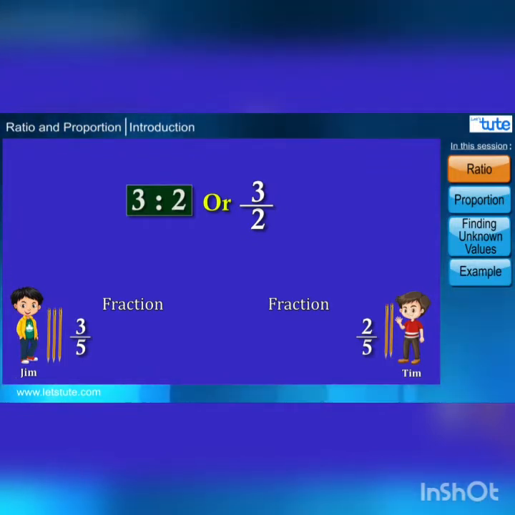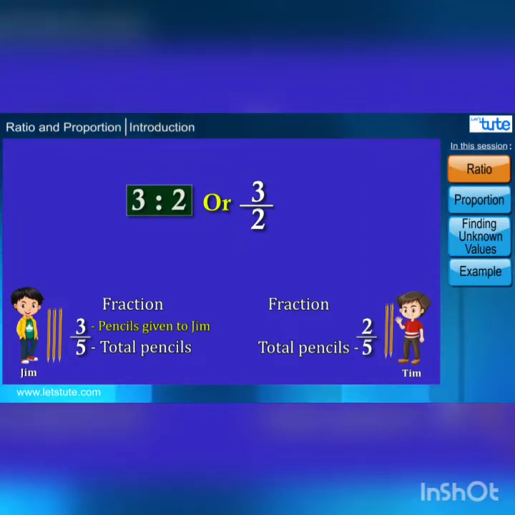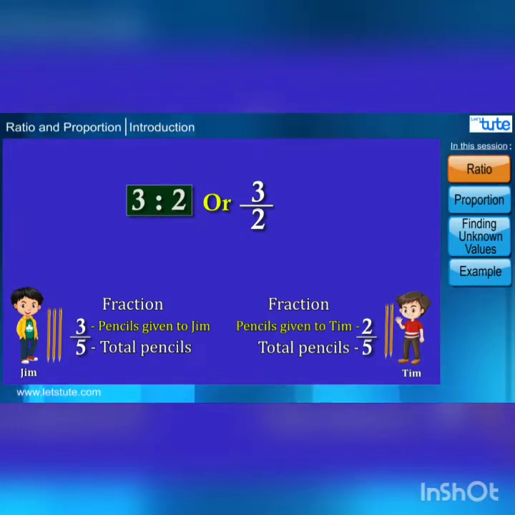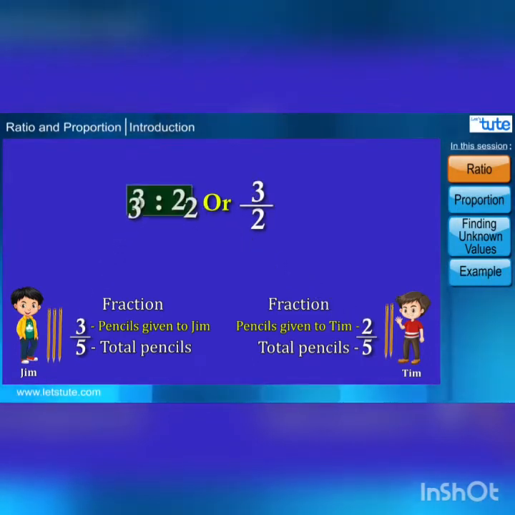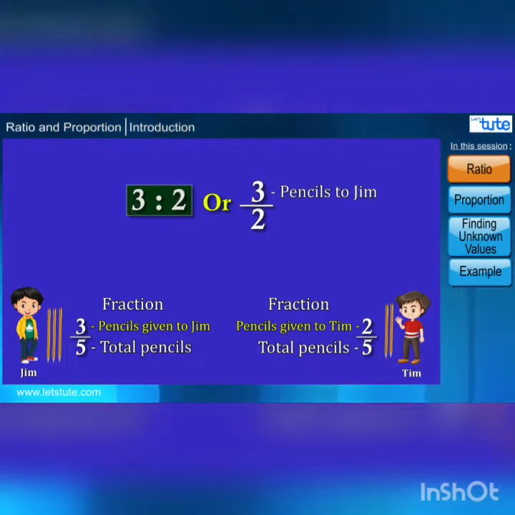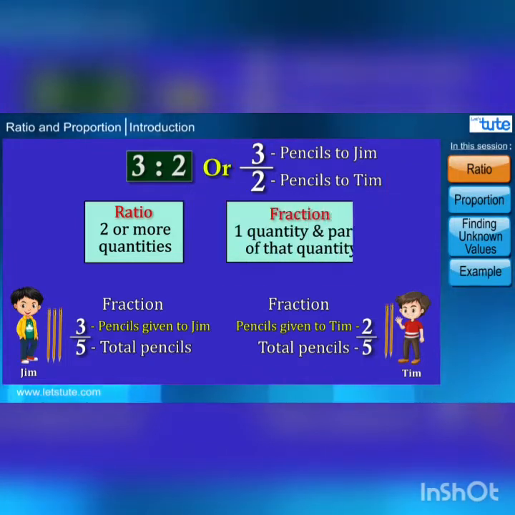That is, you have a total of 5 pencils and out of that, 3 pencils you have given to Jim. And out of 5 pencils, you have given 2 pencils to Tim. But in the ratio, where it says 3:2 or 3 divided by 2, it means you have to give 3 pencils to Jim and 2 pencils to Tim. Ratio deals with 2 or more different things or quantities, whereas fraction deals with only one quantity. I hope this difference between ratio and fraction is clear now.